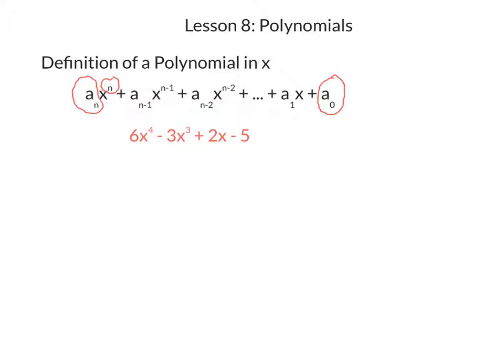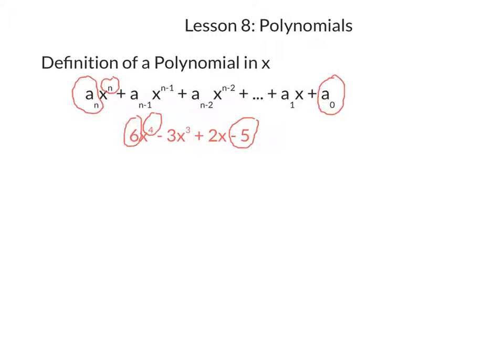So here's an actual example of a polynomial. 6x^4 minus 3x^3 plus 2x minus 5. Now the degree of this polynomial is 4. The leading coefficient is 6. And the constant term is minus 5.